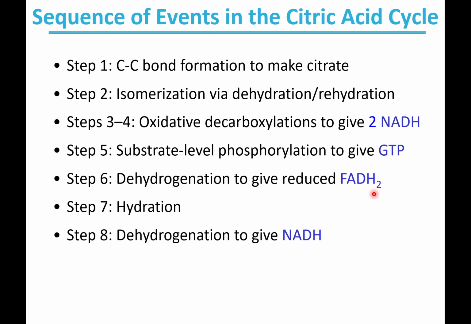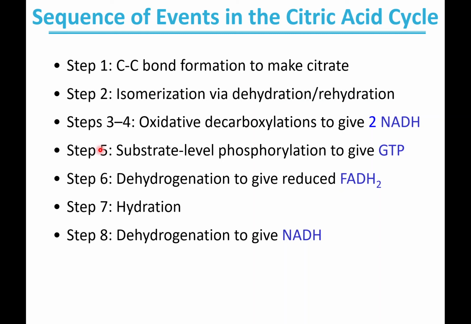Okay. So the sequence of events, right? There are 8 steps. What's going on in general in each step? Well, the first step, we're forming a carbon-carbon bond. That's making citrate from oxaloacetate and acetyl-CoA. Step 2, we're rearranging that. We're doing an isomerization, and that's via, we'll talk about this, a dehydration, then a rehydration to do an isomerization.